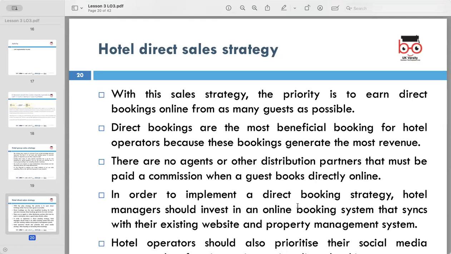Direct bookings are deemed most beneficial for hotel operations as they generate higher revenue without commissions paid to agents or distribution partners. To implement a direct booking strategy effectively, hotel managers are advised to invest in an online booking system that integrates seamlessly with their website and property management system. Additionally, prioritizing social media strategies is recommended to increase visibility and attract guests to book directly through the hotel's online channels. This emphasizes the importance of leveraging technology and digital platforms to streamline the booking process and enhance revenue generation for hotels.